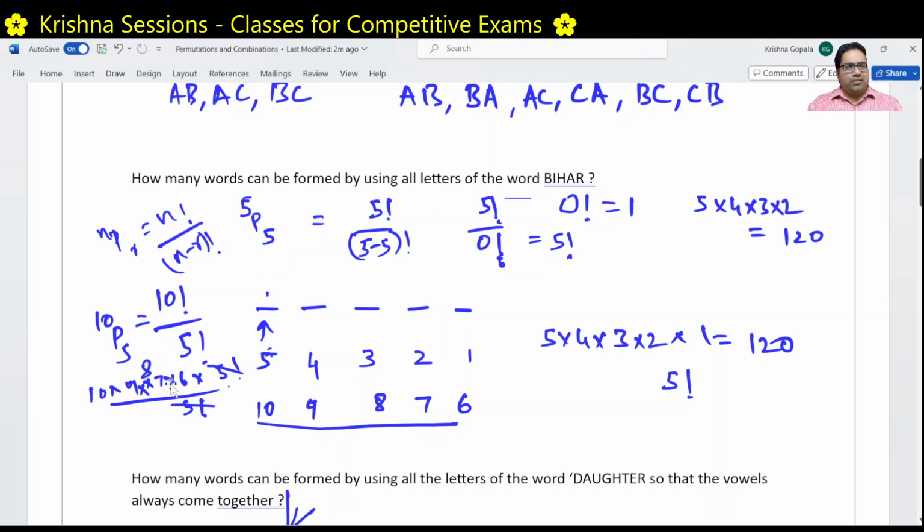Here also it will do the same thing. 10 factorial is 10 into 9 into 8 into 7 into 6 into 5 factorial, right? 5 factorial is 5, 4, 3, 2, 1, divided by (10 minus 5) factorial, which is again 5 factorial. This 5 factorial will get cancelled, and what will be left is the same thing: 10, 9, 8, 7, 6 multiplied. So it is important to understand permutations this way, that how many slots are there, and for each slot, what exactly is the option that is available.